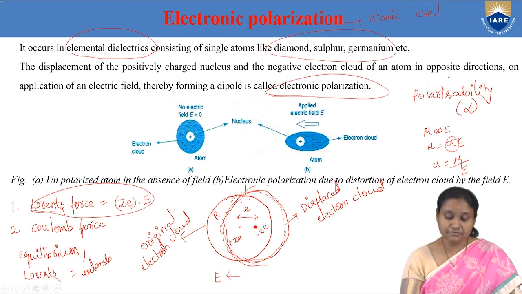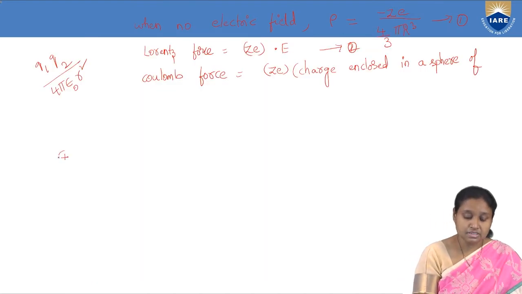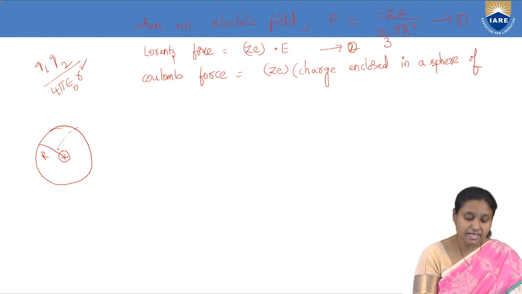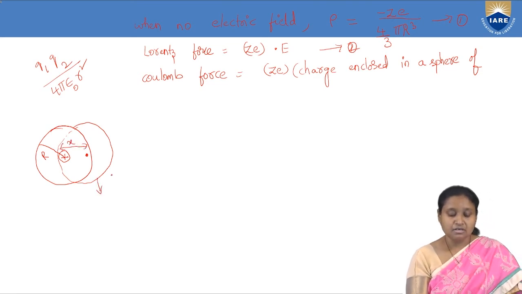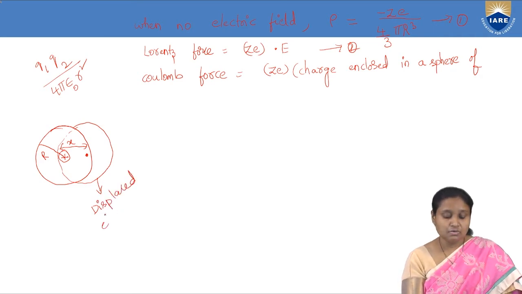So if I try to draw this figure again, this is our nucleus. Previously, we have our electron cloud when we have not applied any electric field. So this is R. But once we apply the electric field, we have our electron cloud separated, and this distance is x. It means that this is our displaced electron cloud, and this displaced electron cloud has formed a sphere whose radius is x.